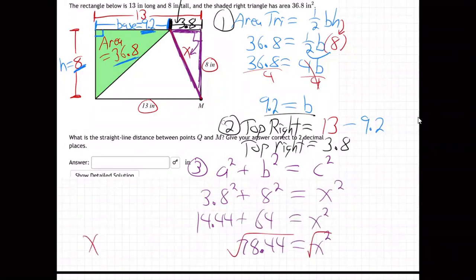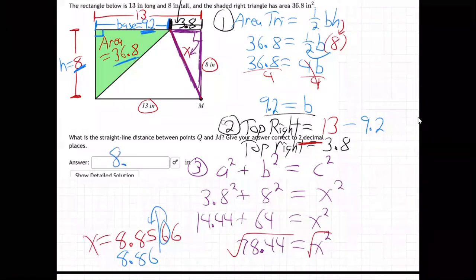And so x is coming out 8.8566. I think they said 2 decimal places, so I'm going to cut it right there. That 6 tells you to round up. 8.86. We were able to find that x.